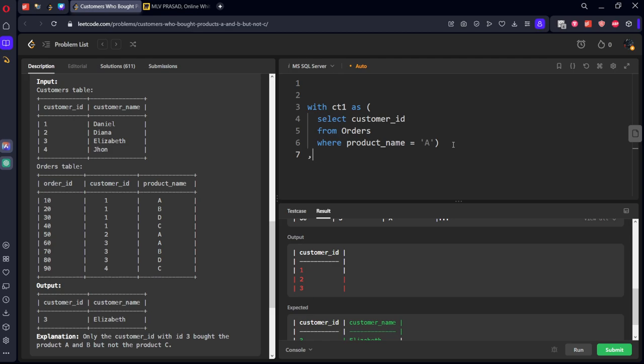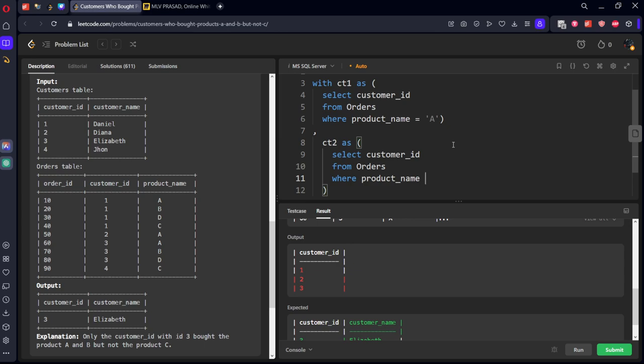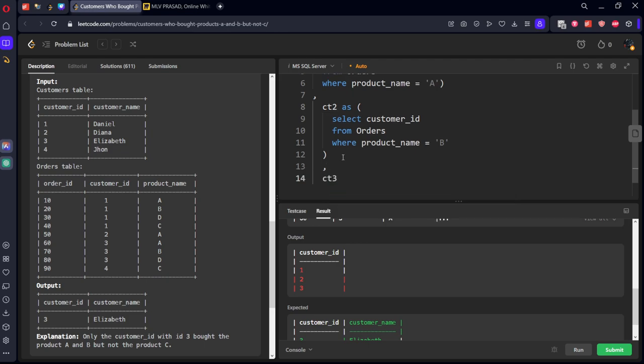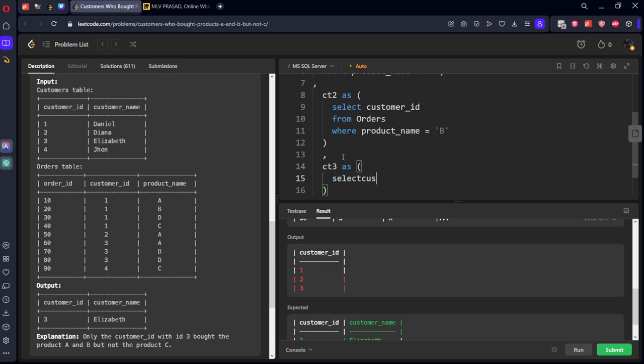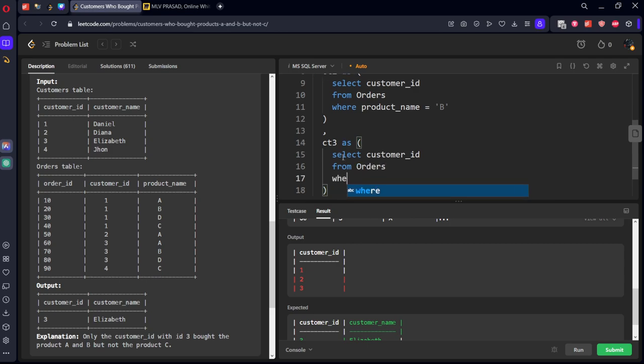Similarly, we can take CT2 as select customer ID from orders where product name equal to B. Now we will get the customers who bought B. Now let's take CT3 as select customer ID from orders table where product name equal to C. Now we got the customers who bought product A, product B, product C.